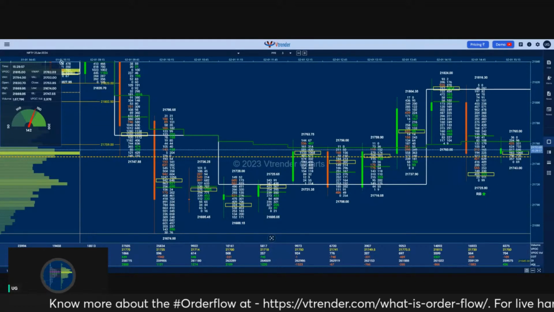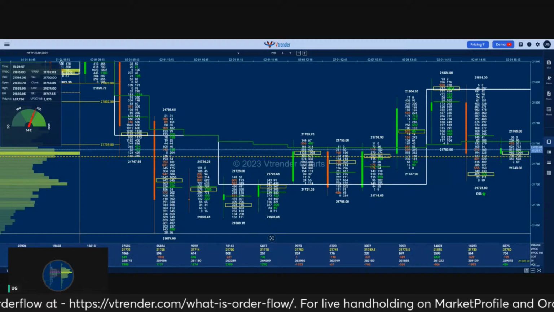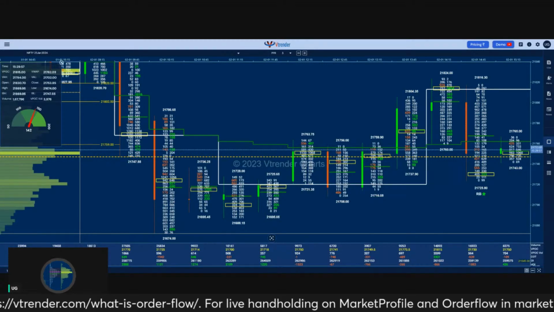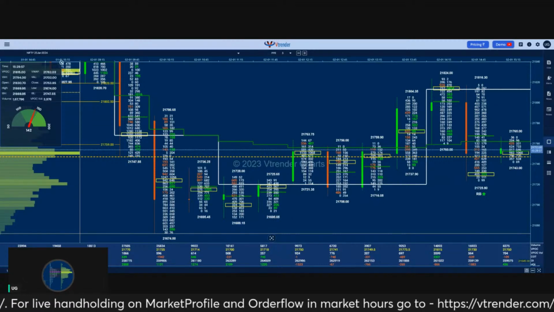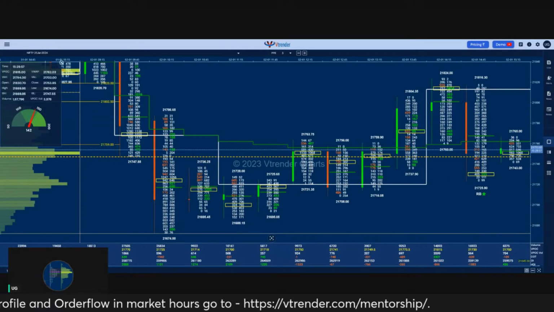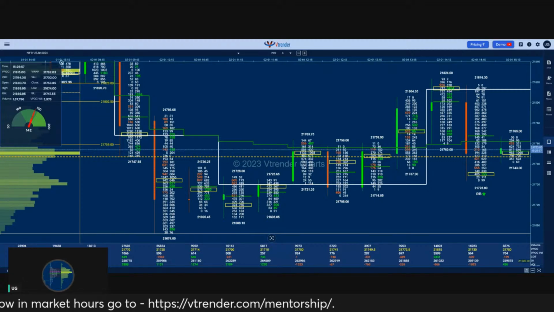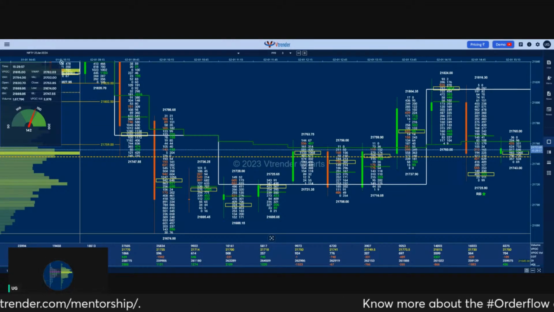So right now what we have is the 30-minute. I'll just run through quickly a brief action of what happened yesterday and today in both Nifty futures and Bank Nifty futures using the 30-minute order flow chart. And then I'll move on to the combination of 30 minutes and 3 minutes, which we use in our live trading room to take trades.